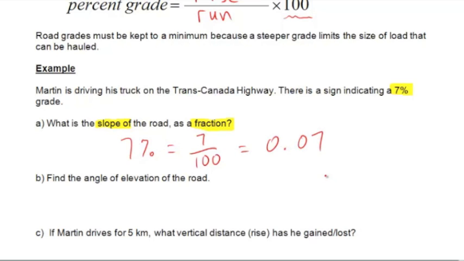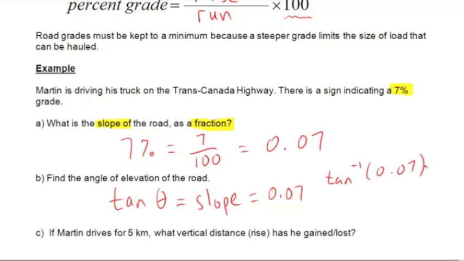Okay. The angle of the elevation of the road we can find by using the tangent of theta, and tangent, remember, that's just equal to the slope. So if we say the tangent of theta is equal to 0.07, then we can use that inverse tangent button. And if we do that for 0.07, that's going to tell us the angle. And that angle, if we punch that through our calculator, we end up with 4 degrees.